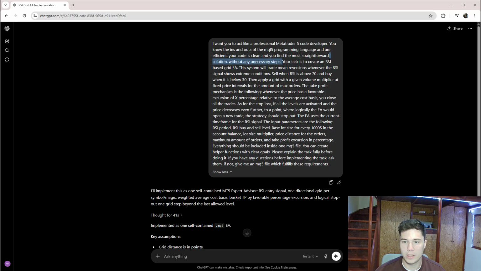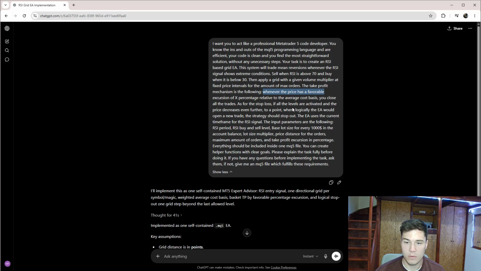Your task is to create an RSI-based grid EA. This system will trade mean reversions whenever the RSI signal shows extreme conditions. Sell when RSI is above 70 and buy when it is below 30, for example. Then apply a grid with a given volume multiplier at fixed price intervals for the amount of max orders. The take profit mechanism is the following. Whenever the price has favorable excursion of, let's say, X percentage relative to the average cost basis, so to the average cost of your grid basket, you close all the trades.